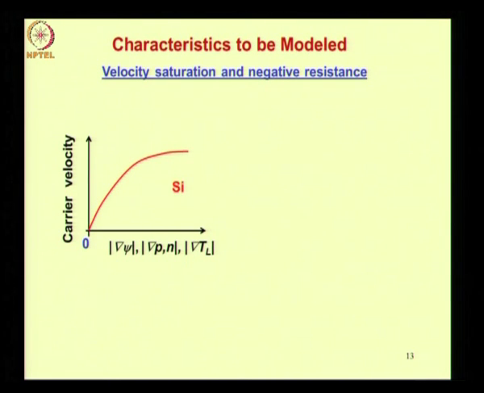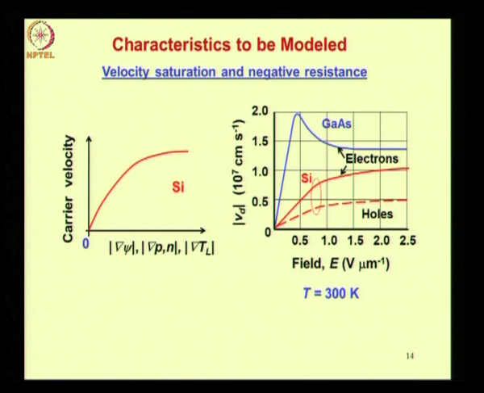Now we show on the slide some quantitative figures. So here the slide shows the velocity versus field characteristics. That means actually current versus voltage. So you are applying a voltage across a uniform semiconductor bar and you are sweeping the electric field, or you are increasing the voltage, and as a result the velocity undergoes changes. Now concentrate on the slide.